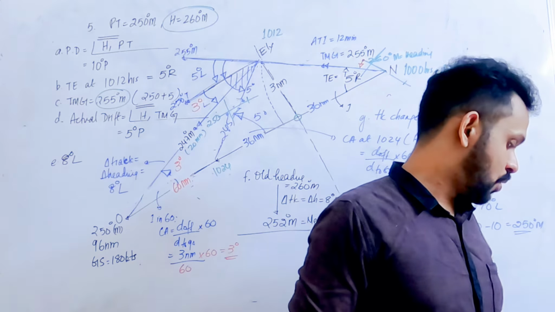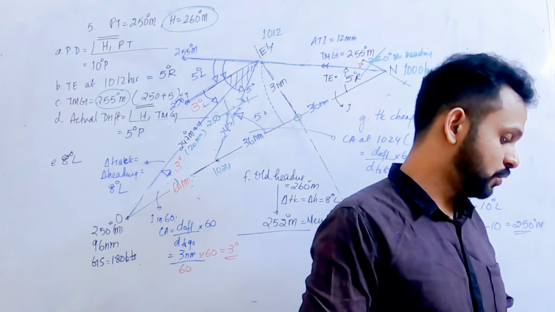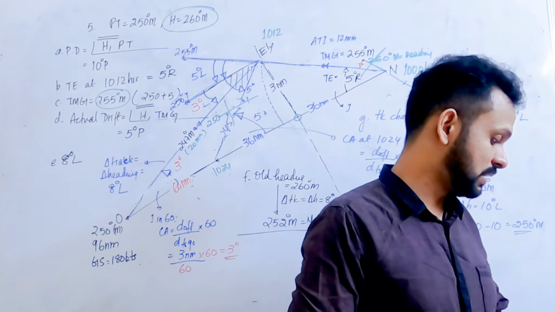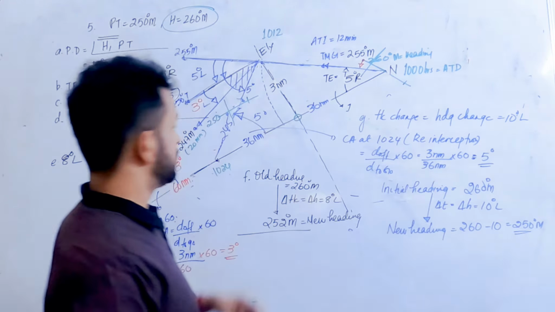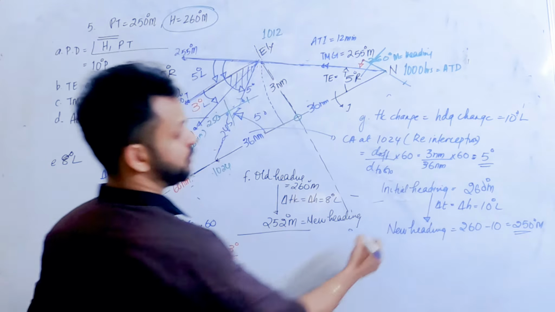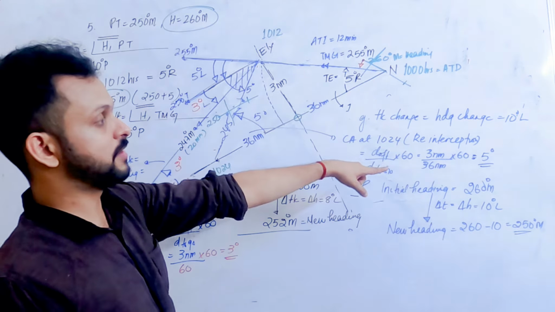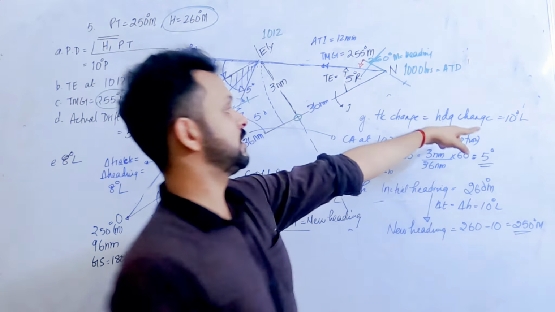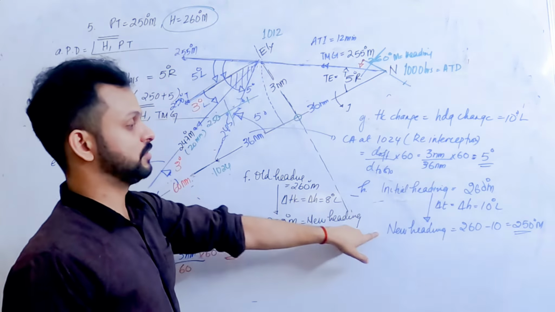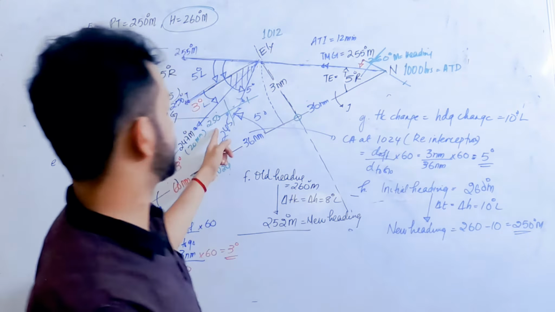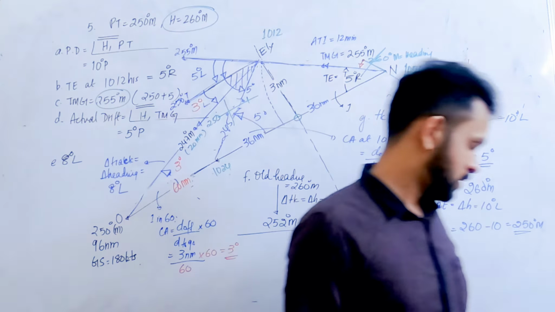Hotel. What heading should be flown between 1012 and 1024 hours to regain track at 1024? That's exactly what we just found out. The new heading to be flown. So our track alteration is 5 degrees, and then 10 degrees left, and the new heading to be flown is 250 degrees magnetic. Alright, perfect.